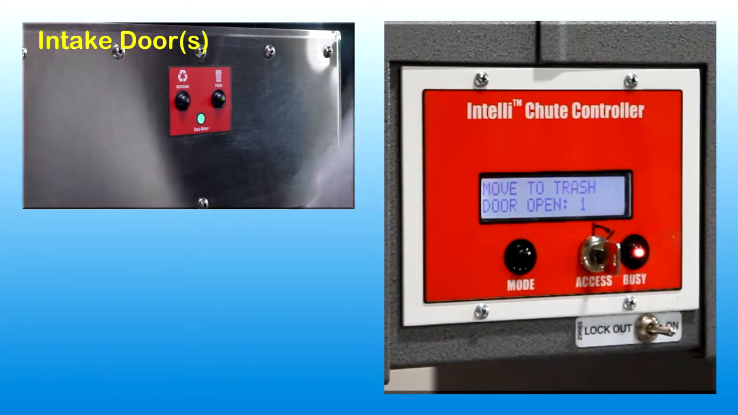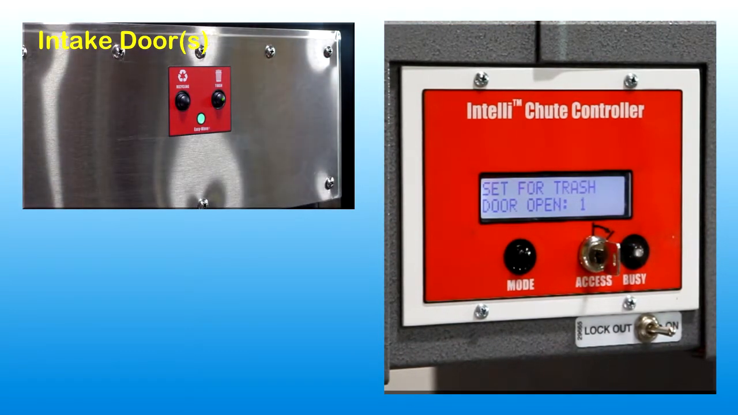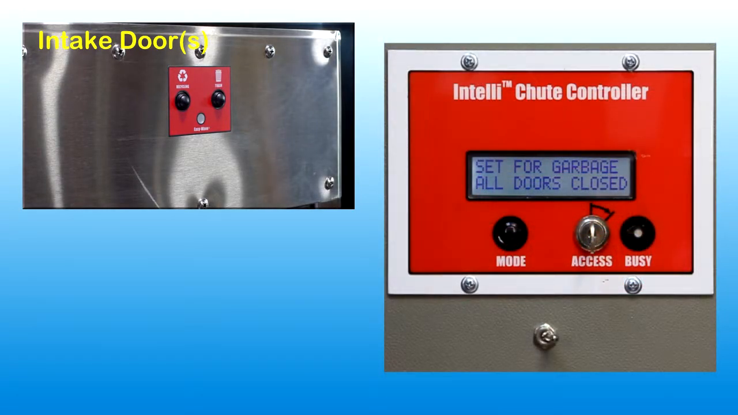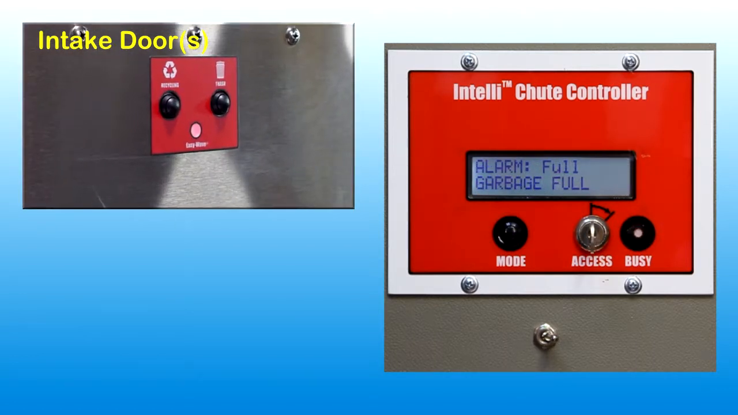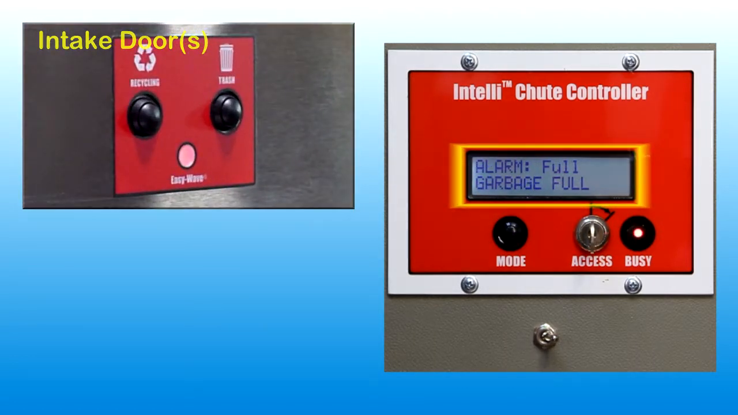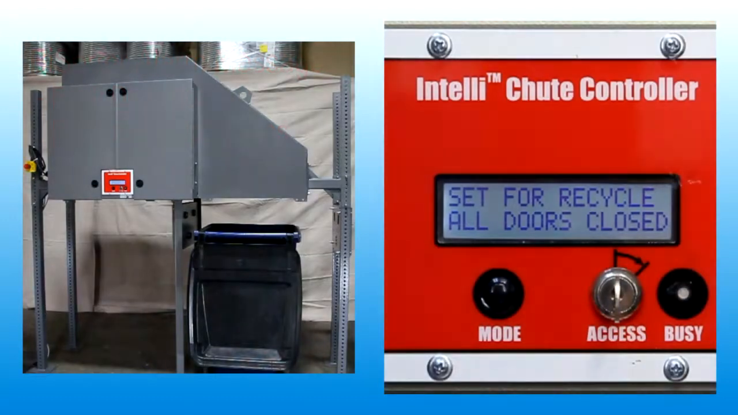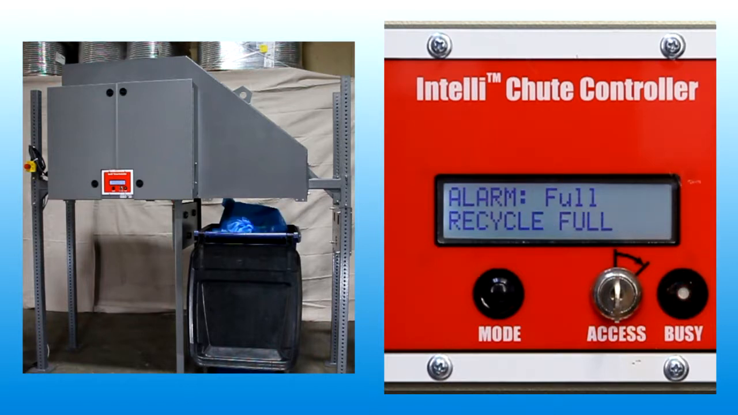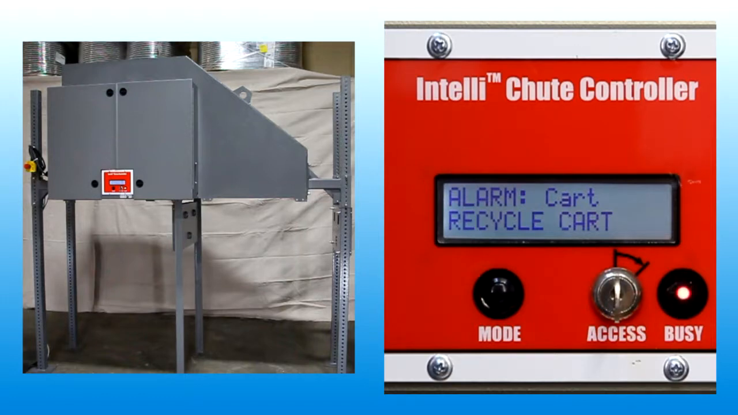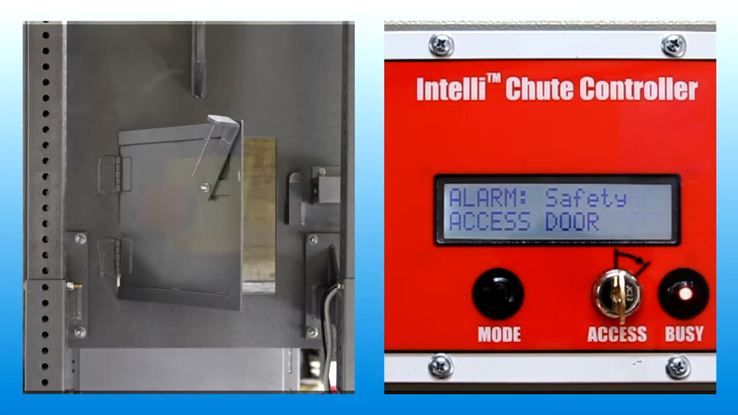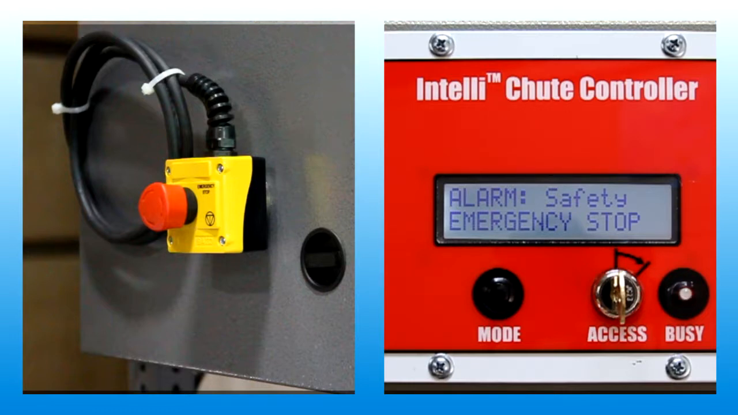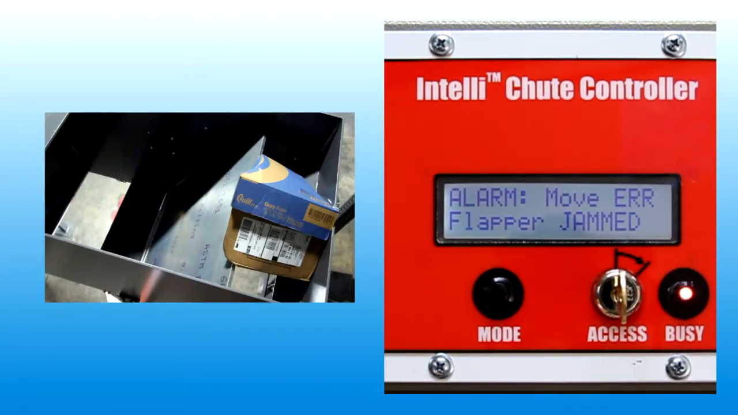When the BiSorter is enabled and operating, the control system monitors equipment status to identify any abnormal operating events. In the event of a fault detection, intake doors are locked out and alarm messages are displayed on the user interface panel. Messages about equipment status alert personnel in some of the following situations. A waste container is full, a container is not present, the BiSorter access door is open, the BiSorter e-stop switch has been activated, and the diverter plate inside the BiSorter is jammed.